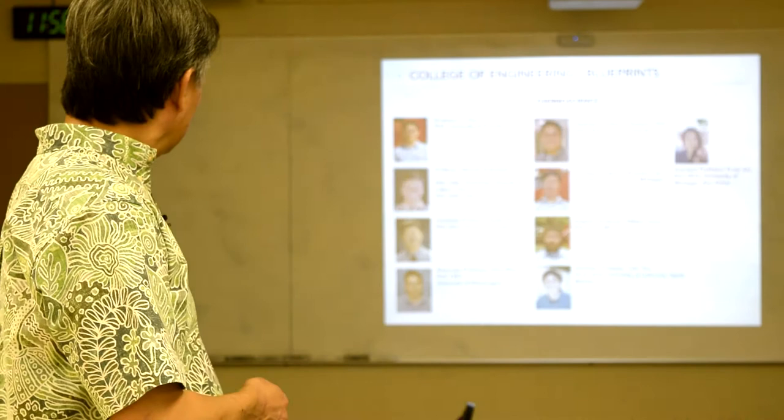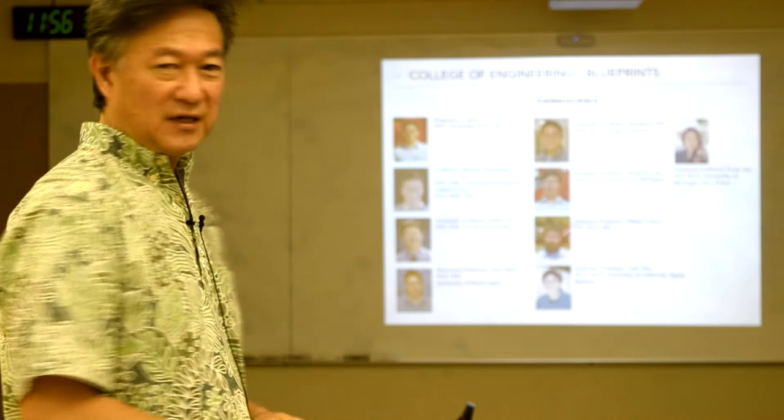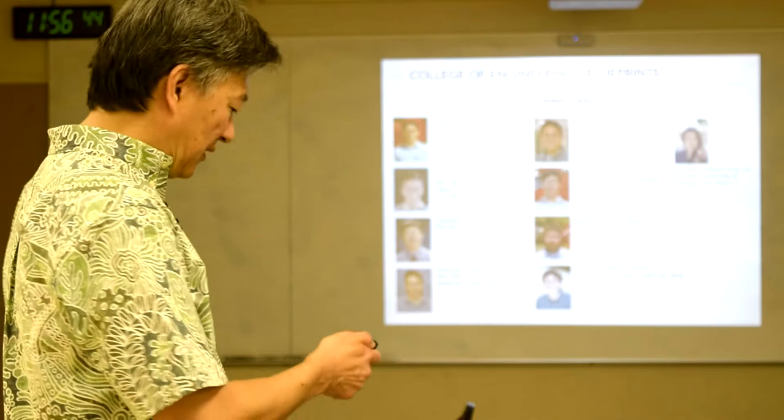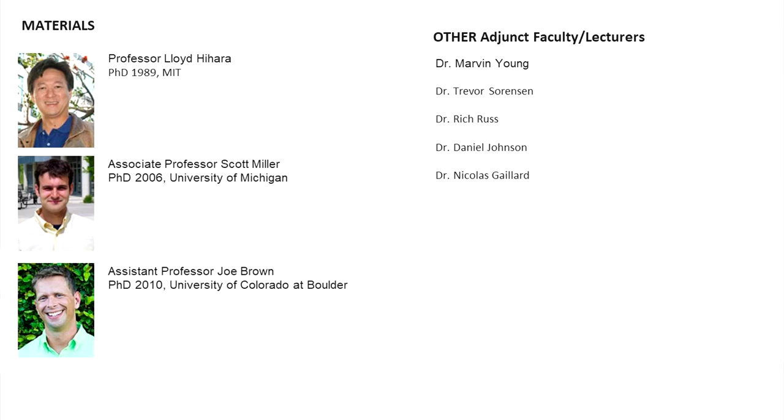In the ME department, we have faculty in three areas: thermoscience, mechanics, and materials. So these are all of our faculty in the thermoscience area. They come from a diverse background of universities, primarily in the United States, but some also from other countries. Right now, I guess there are 9 faculty in thermoscience. The other area is mechanics. We have right now, I guess, 7 faculty in mechanics. And in materials, where I'm in, there are 3 faculty.